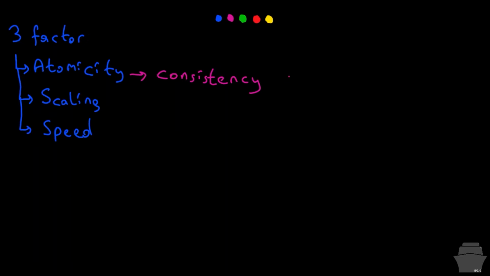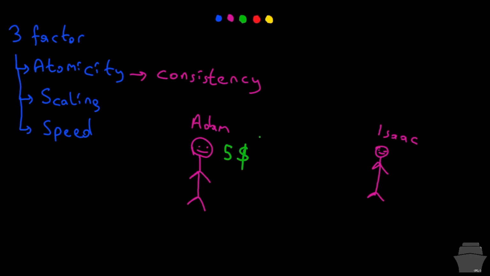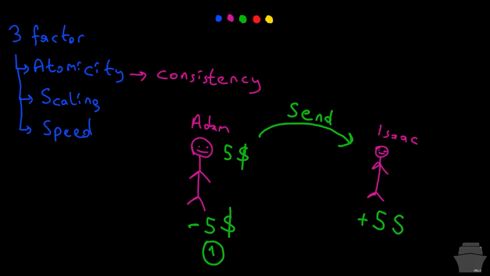For example, let's say we have a person called Adam, and we have another one, let's say Isaac. Now, suppose Adam has $5, okay? And he wants to send this $5 to Isaac. What will happen in this scenario? First, $5 must be deducted from Adam, right? And in the second process, that $5 should be added into Isaac's account, right?